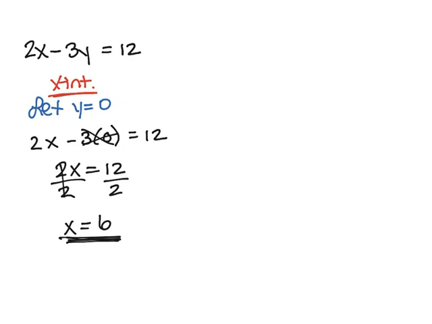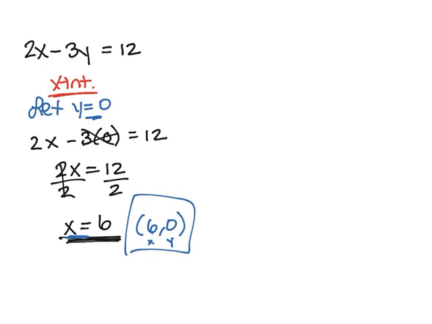Now, the ordered pair for that, normally we write our intercepts in ordered pairs. The ordered pair would be 6, 0. Because you do know the x part has to be 6, and the y is what you let be 0. So kind of keep that in mind. That's the ordered pair for that point.